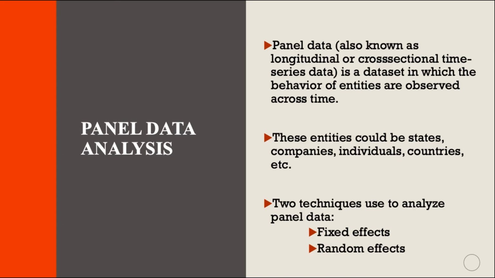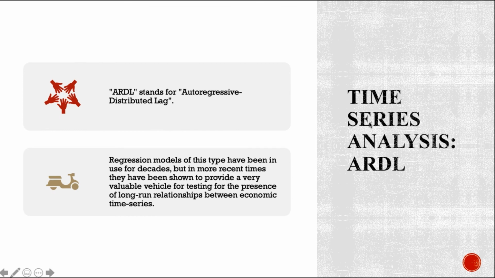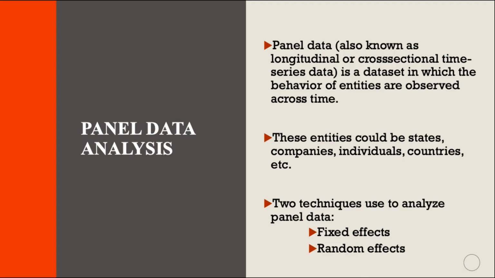But let's say, again here, some of the series are not stationary at level I0 nor at I1, first difference, but some of them are stationary at I2, or second difference. So here we cannot use ARDL, and also we cannot use Johansen. So we use another method, which we call TYDL, and we are going to discuss it later. Then we have panel data analysis, also known as longitudinal data or cross-sectional time series data.